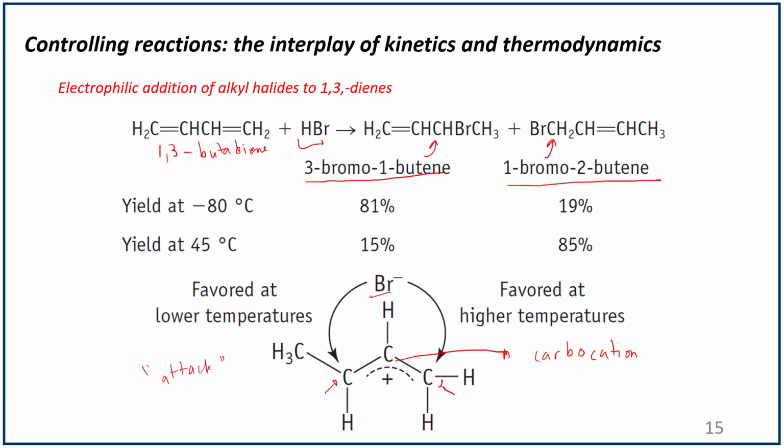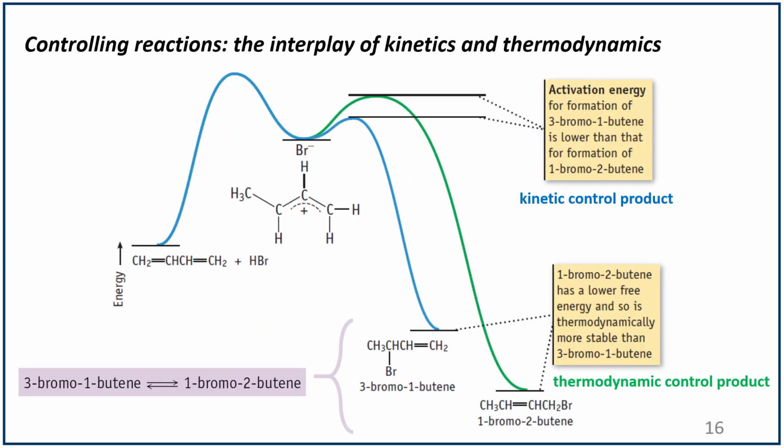But anyway, it was found that at cold temperatures, particularly at around negative 80 degrees Celsius, you produce more 3-bromo-1-butene than 1-bromo-2-butene. But at higher temperatures, especially at around 45 degrees Celsius, you actually produce less 3-bromo-1-butene, and you instead have more 1-bromo-2-butene.